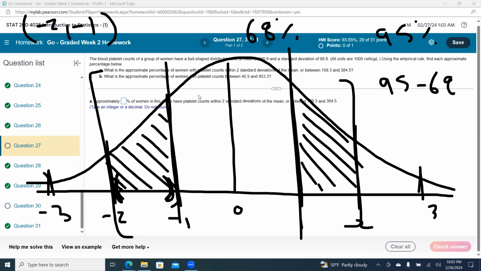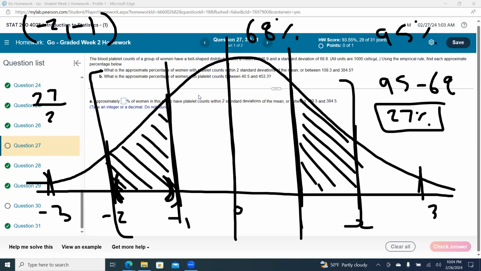So we're starting with a hard one just to make a point. If we do 95, plus or minus 2, minus 68, plus or minus 1, we get those 2 bars. Now it is symmetric about the middle, which means if you take 27 divided by 2, we get 13.5%. So 13.5% is just one of those bars. So the bigger minus the middle divided by 2, because it's symmetric, we get that.